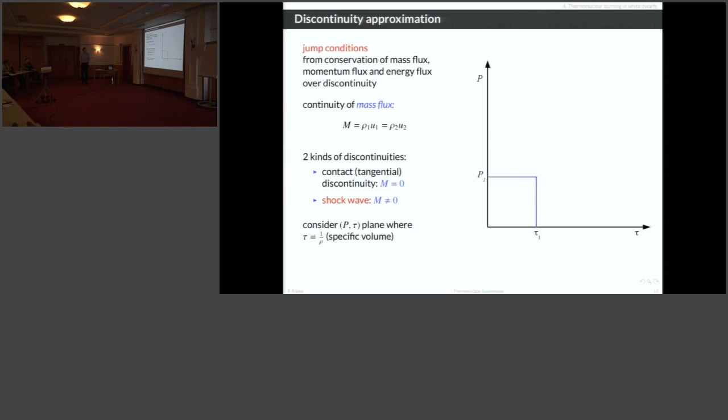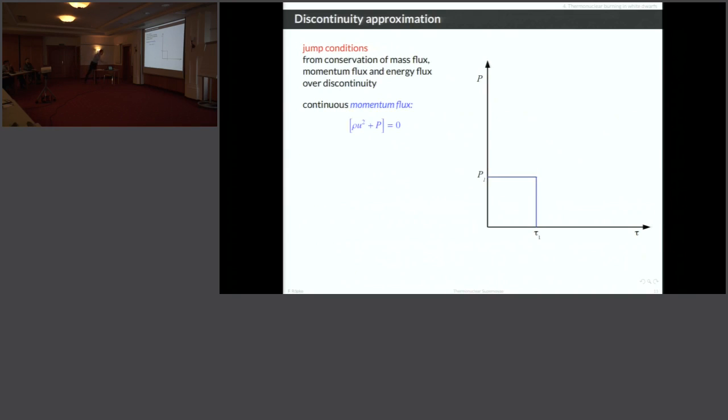Okay, so that means that we can specify in this plane here the initial state ahead of the discontinuity that's characterized by the hydrodynamical quantities, by pressure 1 and specific volume 1. So this characterizes the state ahead of the shock front, P1, tau 1.